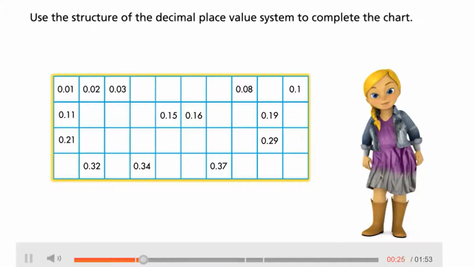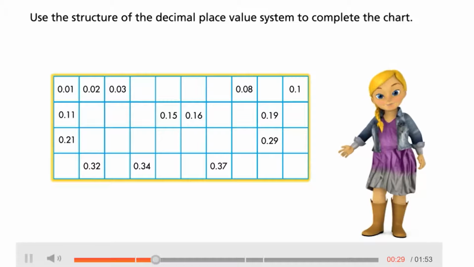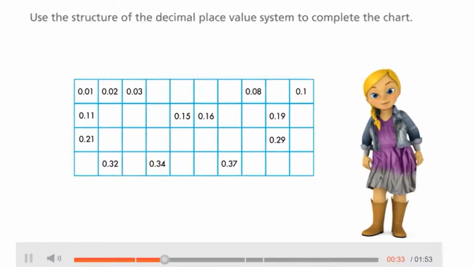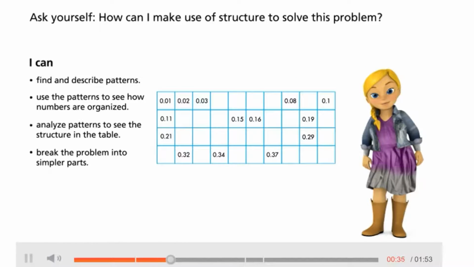Use the structure of the decimal place value system to complete the chart. You can look for patterns to find the missing numbers. Ask yourself, how can I make use of structure to solve this problem? I can find and describe patterns. I can use the patterns to see how the numbers are organized. I can analyze patterns to see the structure in the table. I can break the problem into simpler parts.